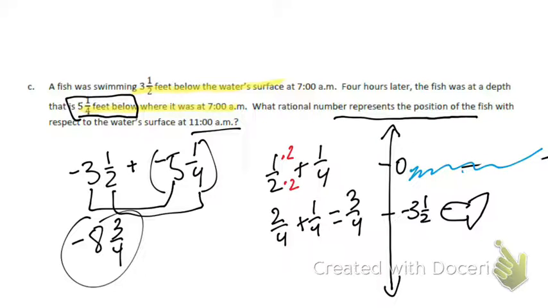Then it goes down another 5 1/4, so it goes down 5 1/4 more. So that means right now it'll be at -8 3/4. That's kind of how you can visualize it. This is where the fish started, but it went down another 5 1/4, so I got it down there.